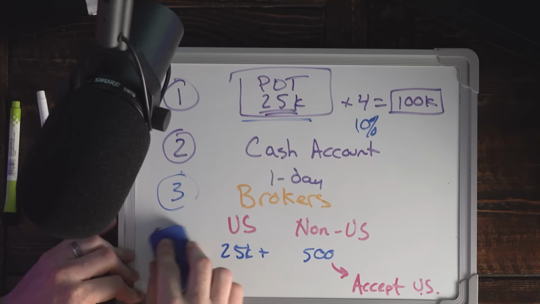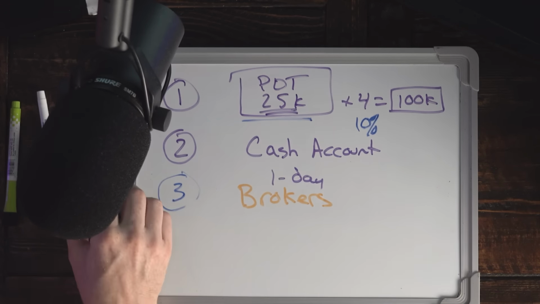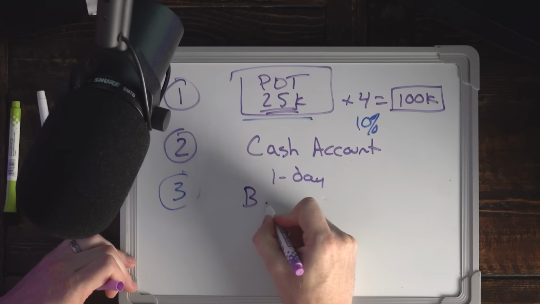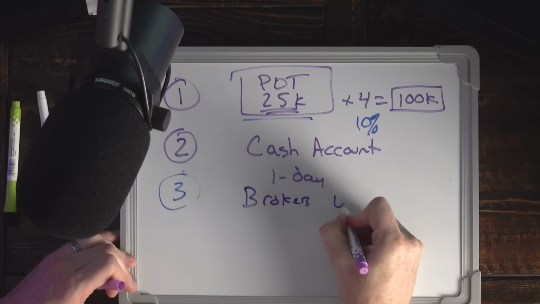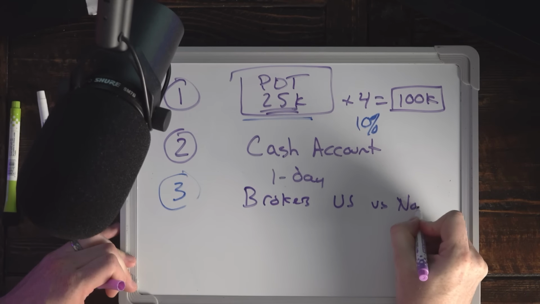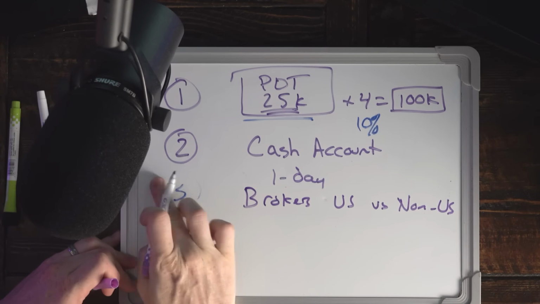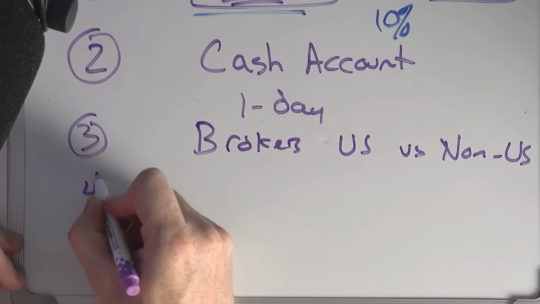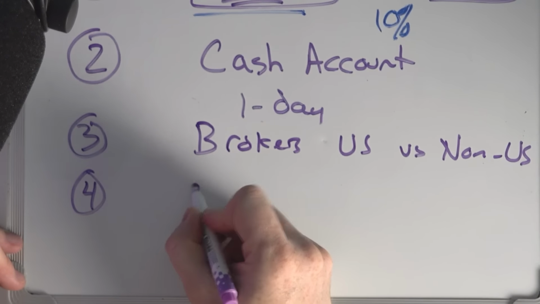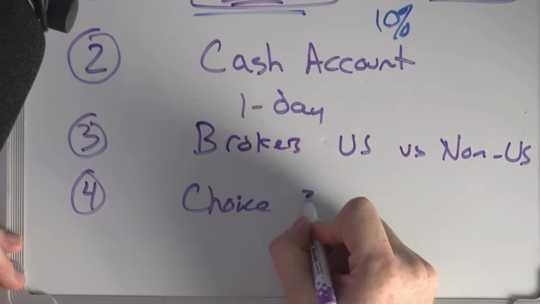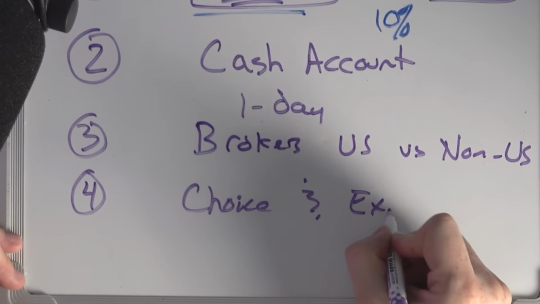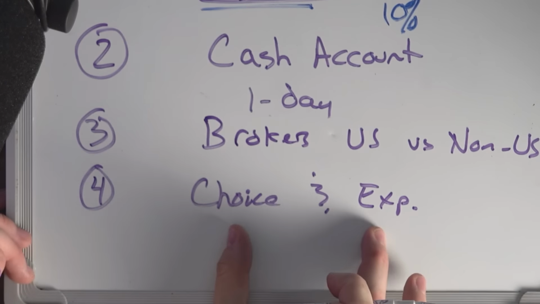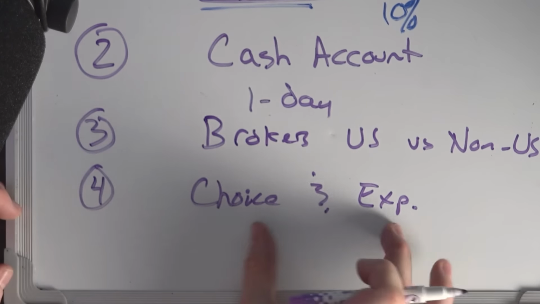So now we're going to talk about number 4. All right, so we talked about brokers, and I'll change this to purple to be consistent. So brokers, US versus non-US. And we'll make that point number 3. Now we're going to talk about point number 4, choice and experience level. Okay, so now this is where we're actually trying to make the choice of what is the right account to use.